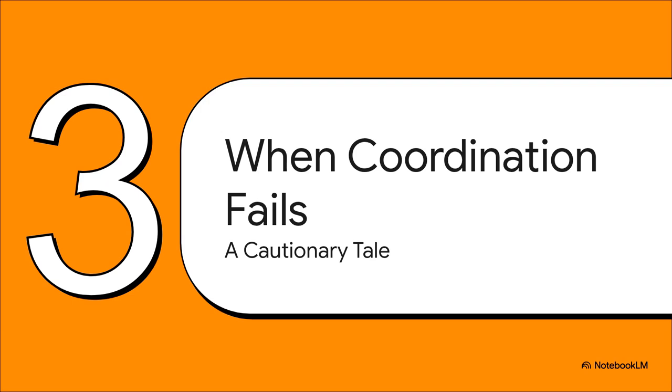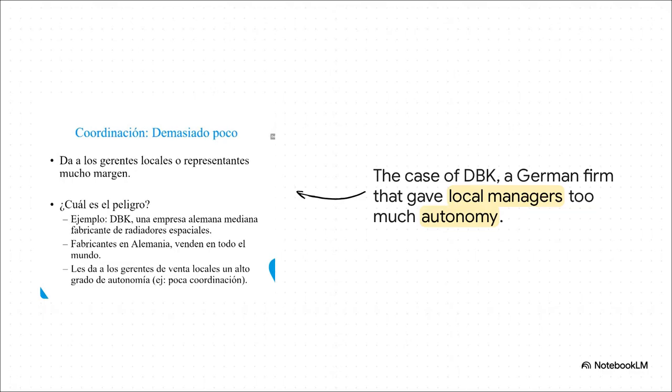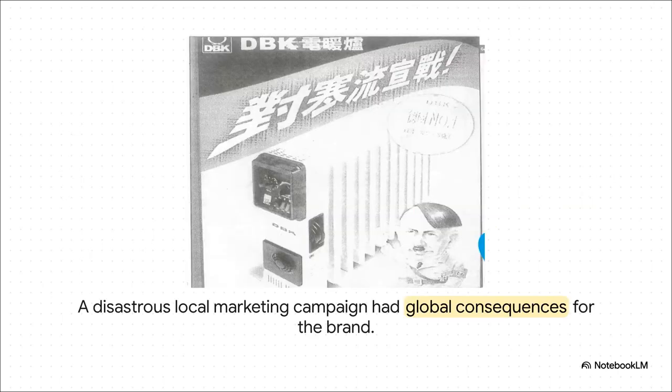So we've talked a lot about coordination, but what happens when it goes wrong? Like really wrong? What happens when you give local teams way too much freedom without any central oversight? Well, it can turn into a complete and utter disaster. Let me tell you about a German radiator company called DBK. As they were expanding into Asia, they chose a strategy with very, very low coordination. They basically gave the local manager in Taiwan free rein to run the business however he wanted. And, well, this is what happened.